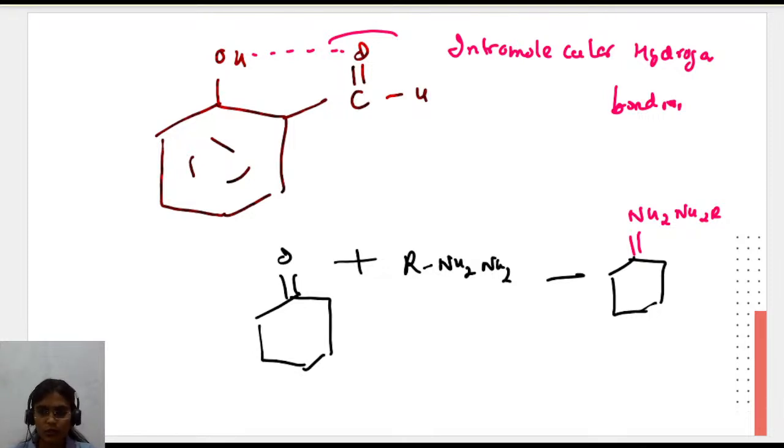So for this one, I hope it's enough. So ketone and aldehyde both give this test positive, except the carboxylic acid. Carboxylic acid is not going to give this test positive, okay?